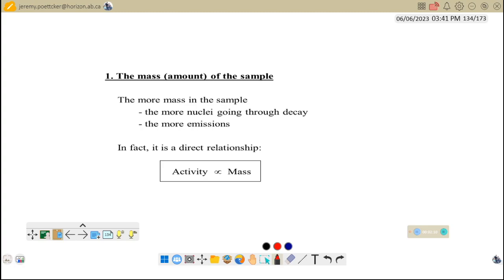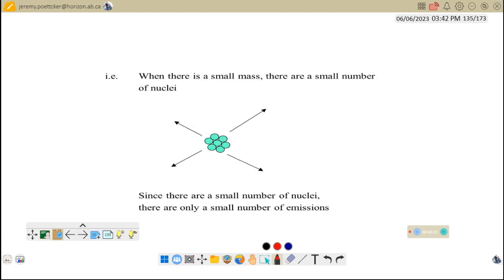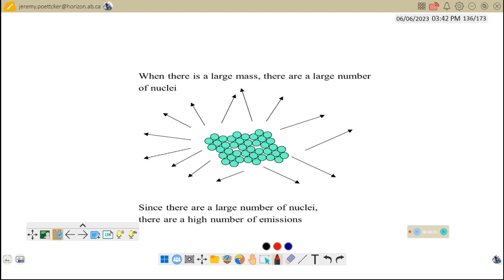Okay, moving on. The more mass in the sample, the more nuclei that can decay. And there's, in fact, a direct relationship between activity and mass. That should make sense because the higher the mass, the higher the number of nuclei. The more nuclei there are, the more likely it is that they decay. So small mass, small number of nuclei; large mass, large number of nuclei, more emissions.